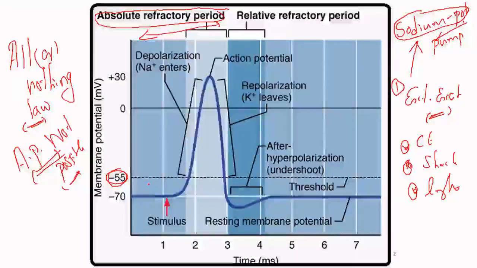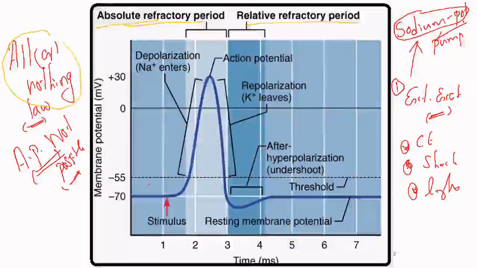Okay, now what is this absolute refractory period? The absolute refractory period and the relative refractory period, and the all or nothing law, are very important for the exam. These are very, very important short questions, repeatedly asked. And even this one: explain the depolarization state as well as the repolarization state. What is depolarization, what is repolarization, what is action potential, these things we have already discussed. Now we are going to discuss the absolute refractory period and the relative refractory period.